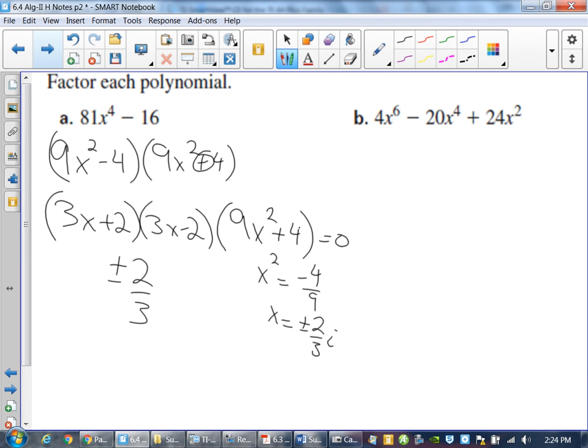Wait, for the last one? Isn't the 2 over 3i imaginary, so would it not matter? Good question. It'll say find all possible solutions, or it might say find all real solutions. If it says all possible, you list out all 4. If it says all real, you just list the 2 that are real. More often than not, I ask for all possible, but it just depends on what's written.